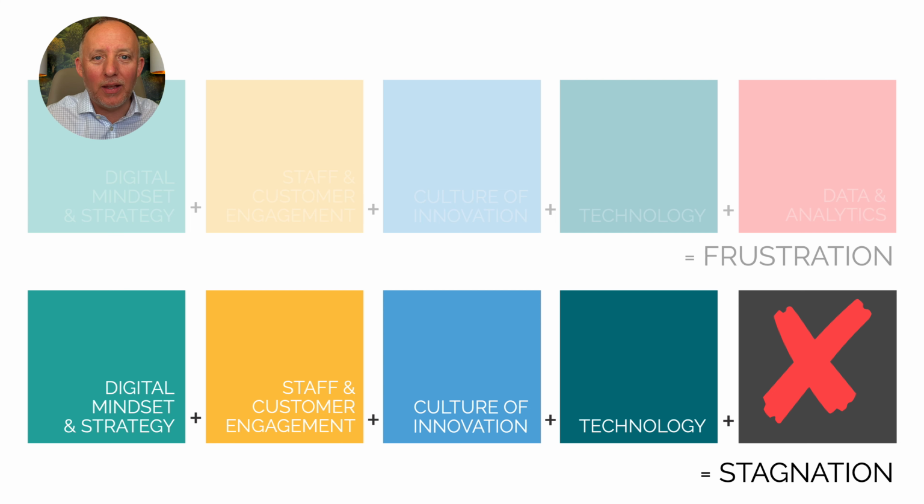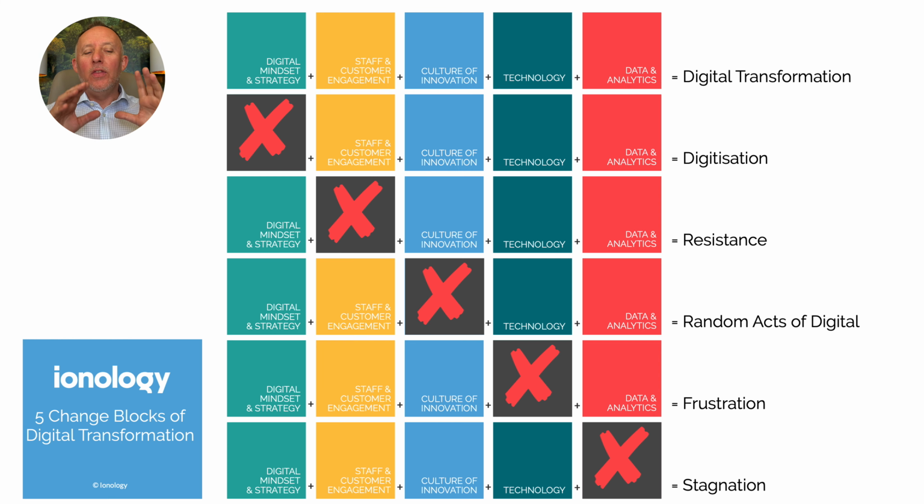So, in summary, if we don't have the right mindset, we end up digitizing. If we don't have the right communications, we get resistance. If we don't have the right culture of innovation, we just get random acts of digital. Incoherent projects. If we don't have the right technology, we see frustration flourishing. And if we don't have the right data, we just stall. We think it's done. It's stagnation. That's the summary. There's a video for each one of these coming up.